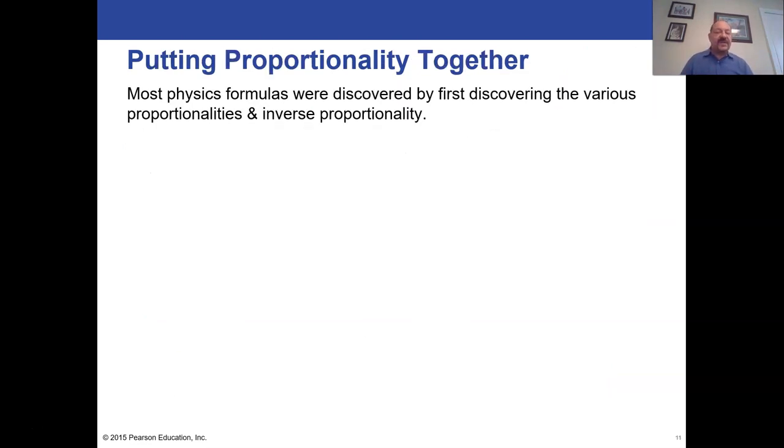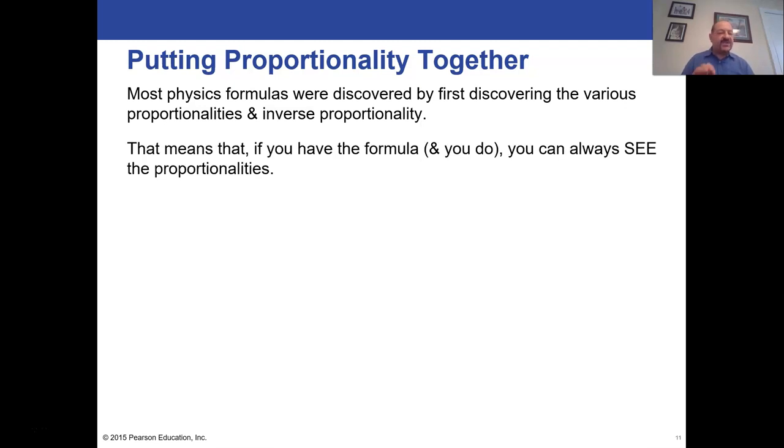So let's put this together. As I mentioned, most physics formulas over the years were discovered by finding these various proportionalities and inverse proportionalities. And sometimes they're more complicated than the ones I just showed you. But this is a great advantage. It means that if you have the formula, and you do because I gave you many pages of formulas separated by units so you can find everything you need, you can always see right by looking at the formula directly what the proportionality or inverse proportionality is.